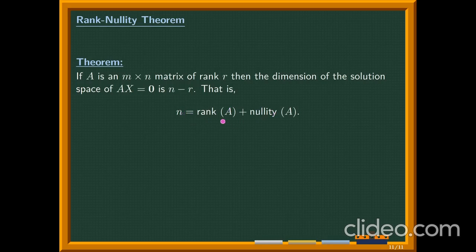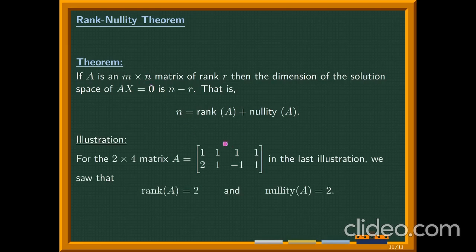So we have this relation. The sum of the rank and nullity equals the number of columns of matrix A. So as we mentioned earlier, that's what happened in the last illustration. So for this 2 by 4 matrix, which is the matrix of coefficients of our linear system, we saw that the rank is 2. There are 2 non-zero rows, and there are 2 columns that do not contain any leading entry of any row. Okay, so the nullity is equal to 2, and the sum is equal to the number of columns.